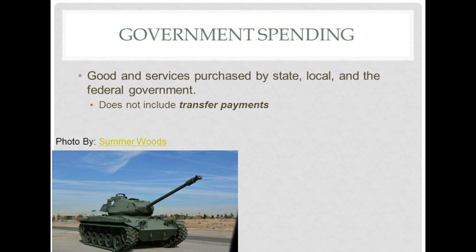One very important note in a vocab term we should know. Government spending does not include what we call transfer payments. Now, transfer payments happen in a lot of instances, but particularly with government spending. Transfer payments are when you simply move money from one person to another. So, for example, if the federal government sends a refund check for your income taxes to you, that does not count in the GDP. That does not count as government spending. That's called a transfer payment. They just moved money from them to you.